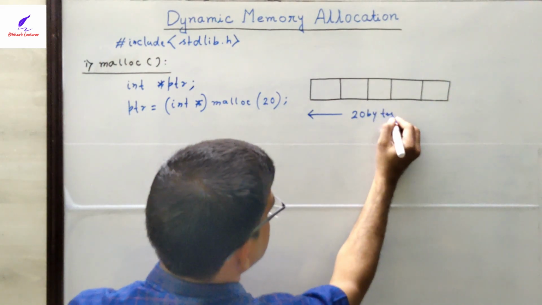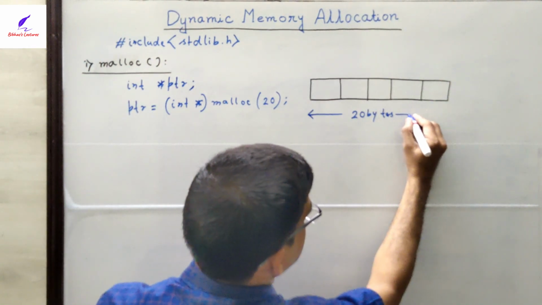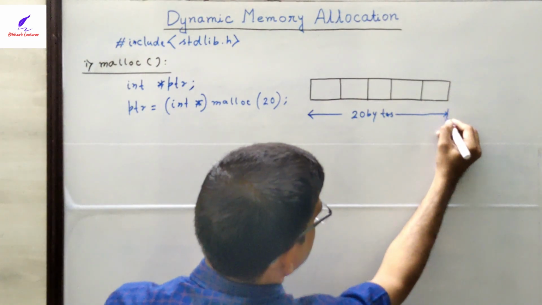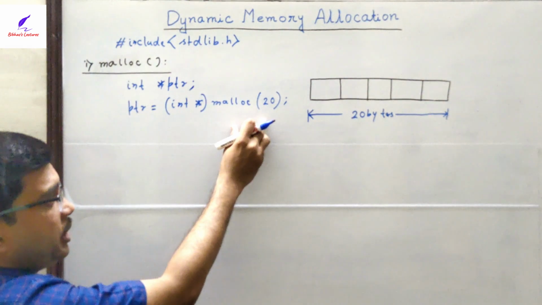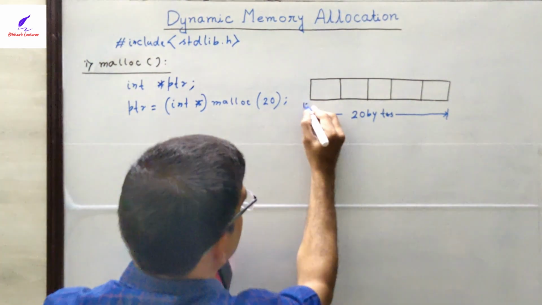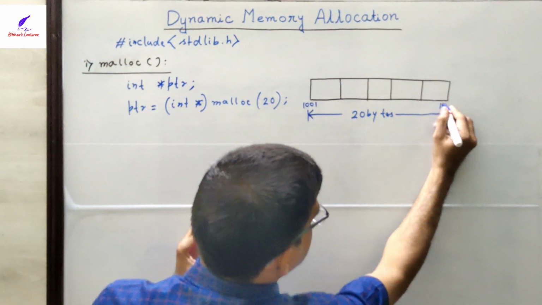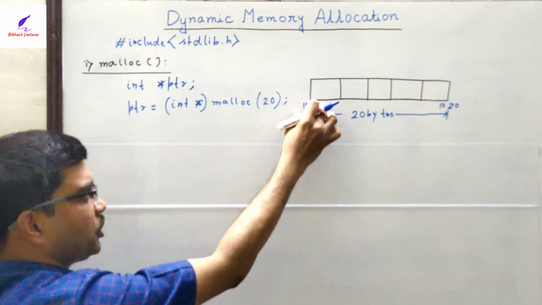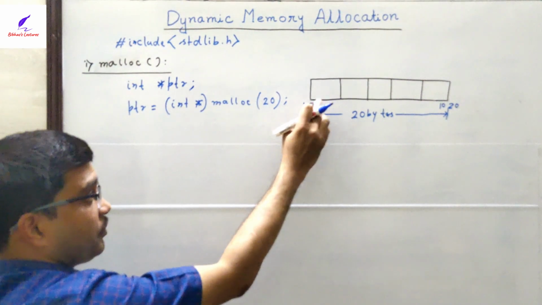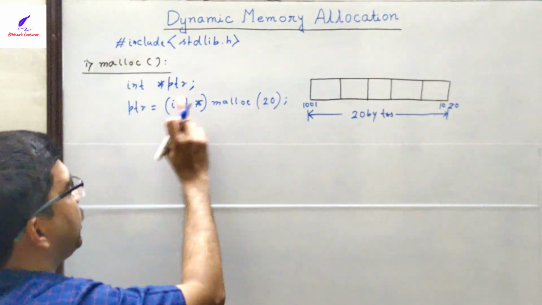Okay, so these 20 bytes will be allocated in a contiguous manner. After allocating these 20 bytes of memory, suppose the allocation starts from 1000 and ends at 1020. So after allocating this memory, the malloc function will return the address of the first byte, that is 1000, to the pointer ptr.